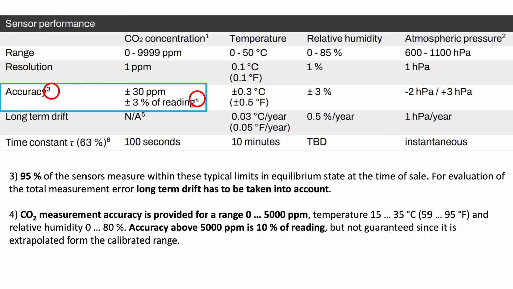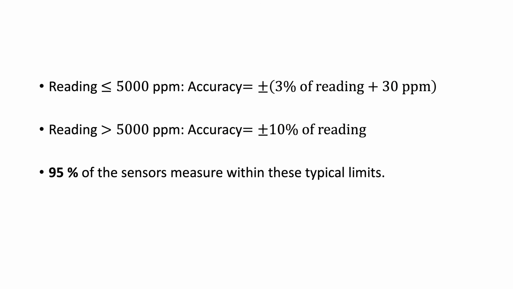Let's go to the next footnote, where I will focus on the CO2 concentration measurements. CO2 concentration measurement accuracy is provided for a range from 0 to 5,000 parts per million. Accuracy for readings above 5,000 parts per million is 10% of the reading, but not guaranteed since it is extrapolated from the calibrated range. The summary of the information about the CO2 measurement accuracy is visible on the screen.